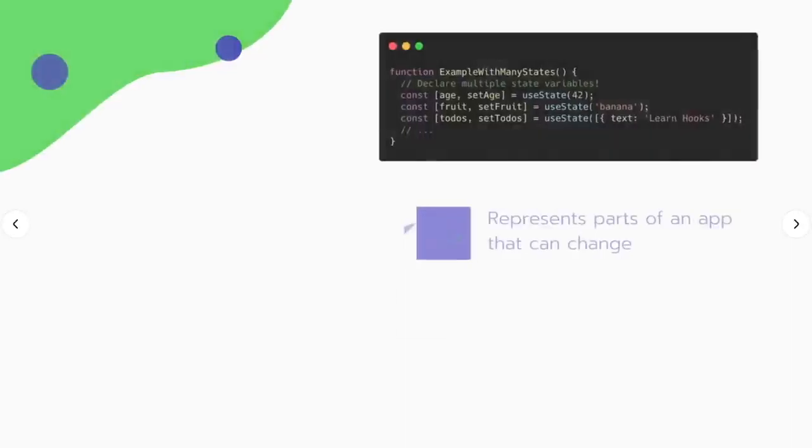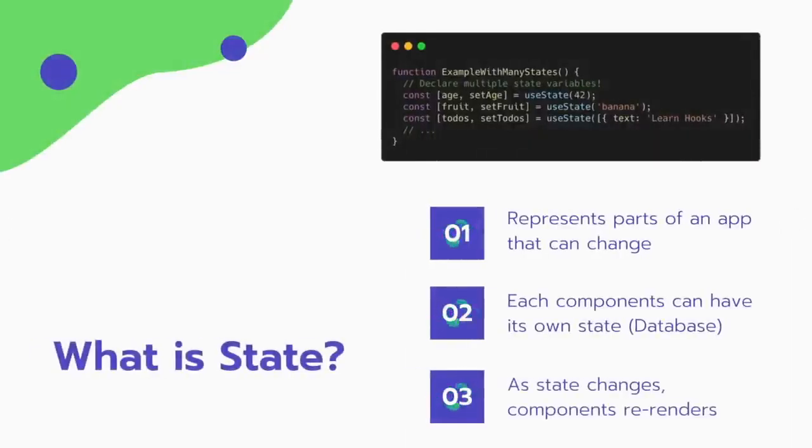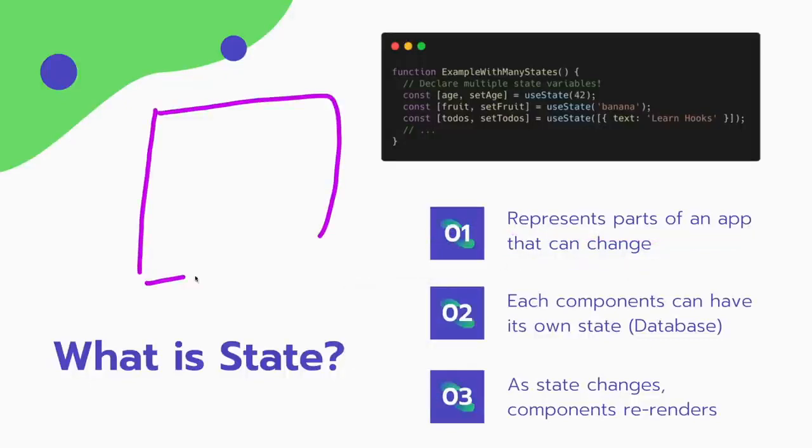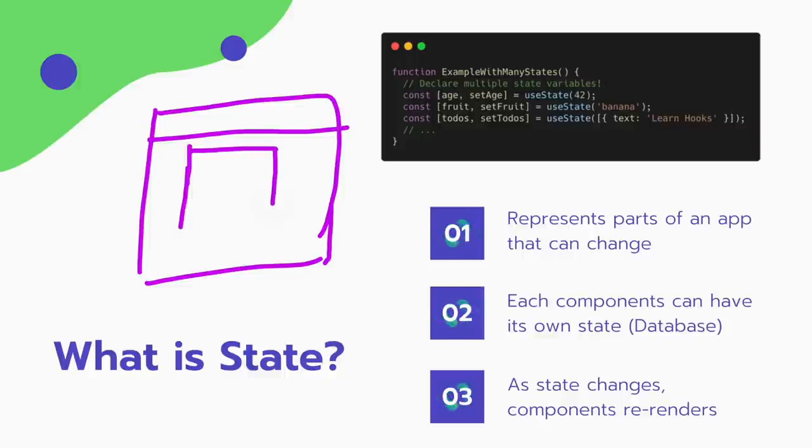Okay, cool. So in that case, what is state? We just talked about state for a second. Well, state basically just represents parts of an app that can change. And if you think about what are parts of an app that can change, look at, for example, an application, let's say this is Facebook, in a news feed. Let's say you have the news feed here, and let's say this is a picture.